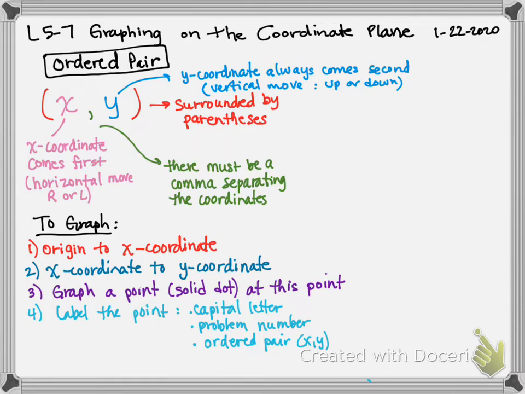All right, so let me just talk about signs real fast. Let's talk about x. So if I have a positive, I'm going to move to the right. If I have a negative coordinate, I'm going to move to the left. And then with y, if I have a positive, I move up. And if the coordinate is negative, I move down. Okay? All right, so let's get to the real crux.